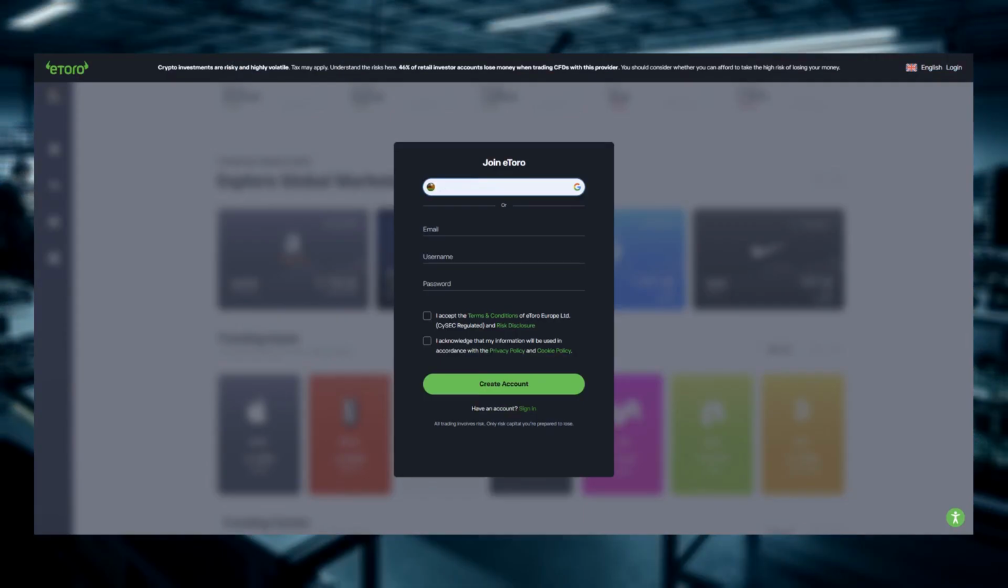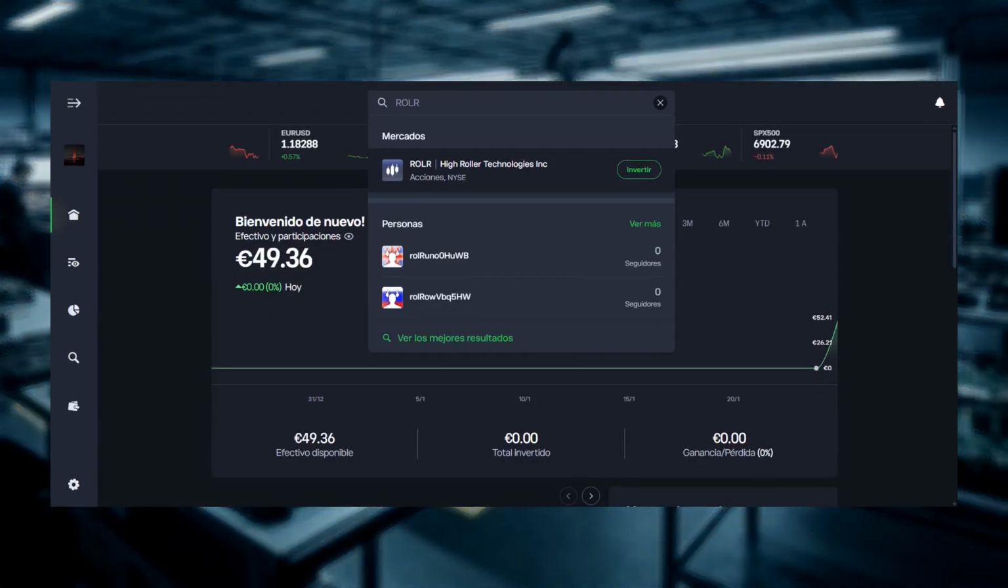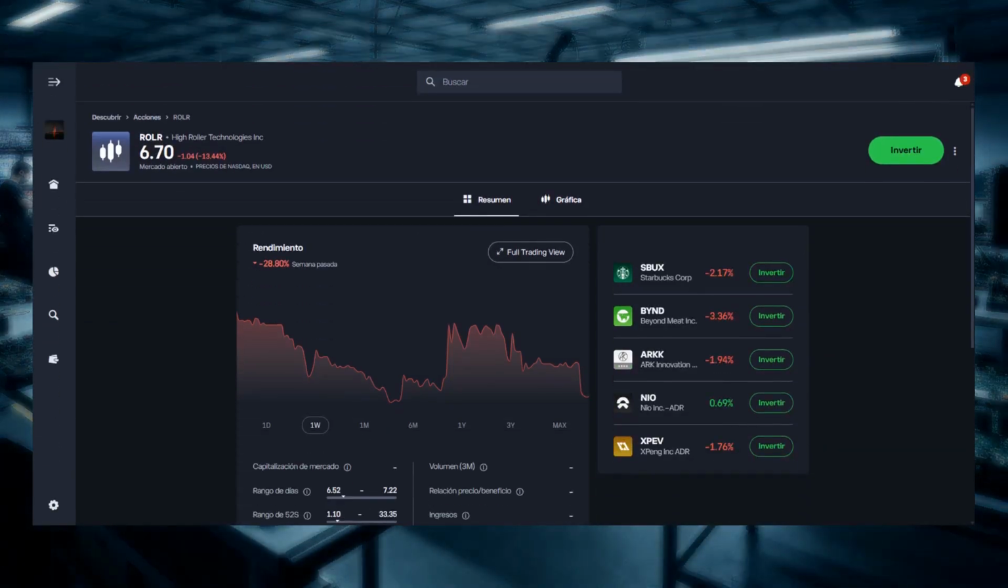After registering, you must verify your account, usually by uploading an ID, and add funds before you can place a trade. Use the platform search bar and type the ticker ROLR to find ROLR Technologies Inc. Confirm the correct NASDAQ listing in the results and open the matching entry. On the stock page, review the brief company description and the price chart to see recent movements. Double-check the ticker ROLR and the NASDAQ exchange to ensure this is the correct asset.